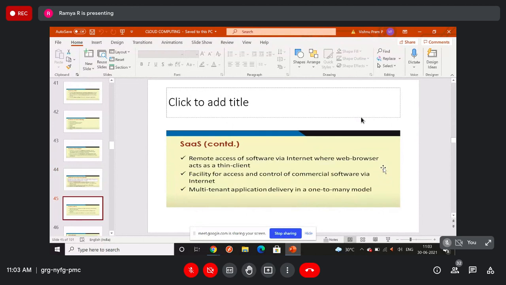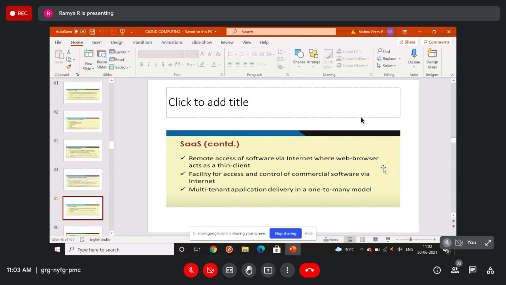Next, SaaS is remote access of software through the internet, where the web browser acts as a thin client. Through a web browser you can access the services. For example, nowadays all the things are coming as applications, right? Those you can install from the Play Store. Suppose I'm using Python and working with PyCharm, I can download and install it. And if you are working with C++ or Java, you can download through the web browser. That is what I'm talking about here.